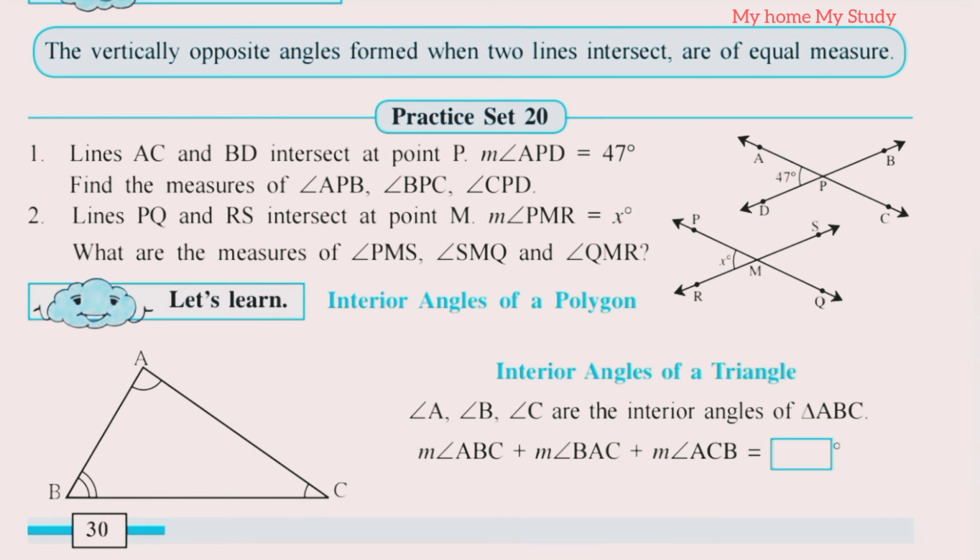Question number second from practice set 20, line PQ and RS intersect at the point M. Measure of angle PMR is equal to x degree. What are the measures of angle PMS, angle SMQ and angle QMR?